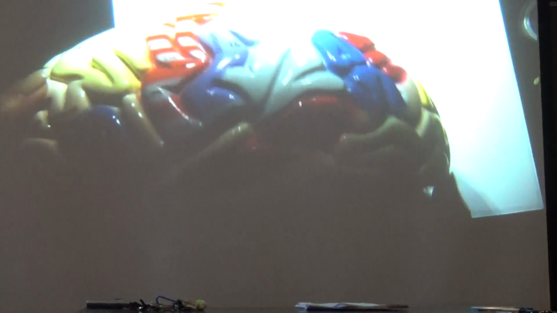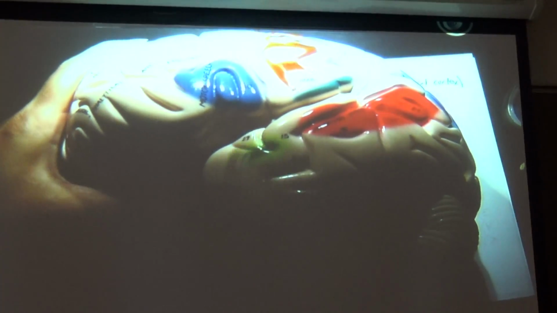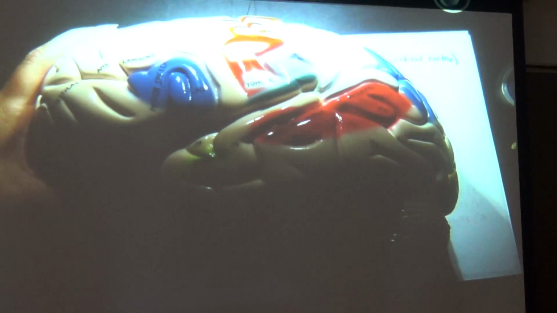The lateral cerebral fissure is on the side. It divides the temporal lobe, which is down where your ears would be. So right there is the lateral cerebral fissure on the side.